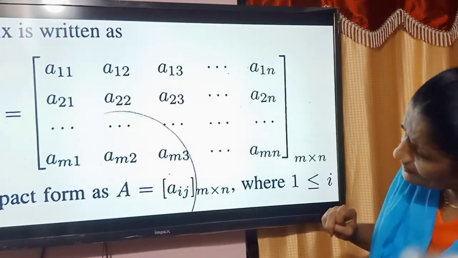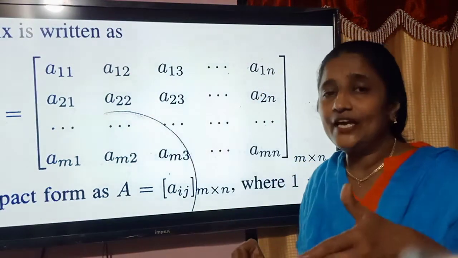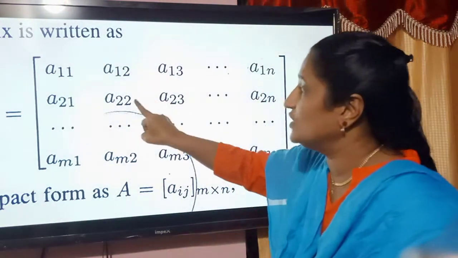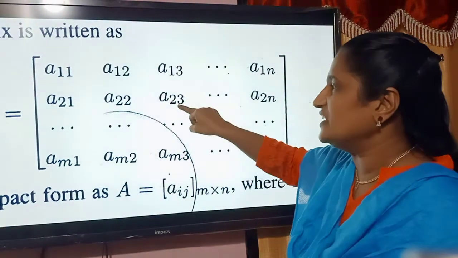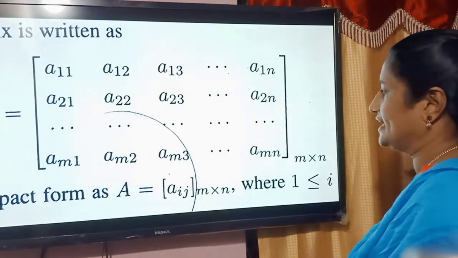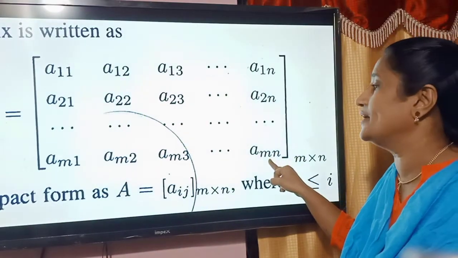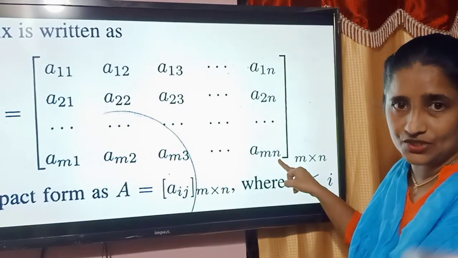Now, similarly, what is the meaning of A21? Second row, first element. What is A22? Second row, second element. What is A23? Second row, third element. And so on. We can see the last one. What is Amn? The mth row, nth element.